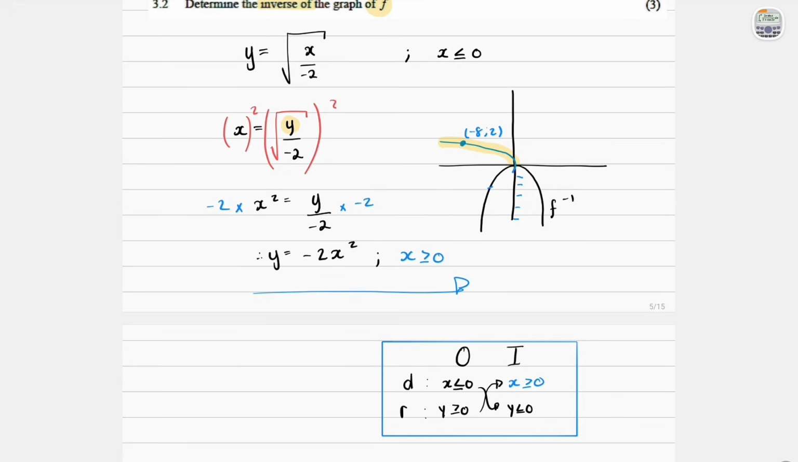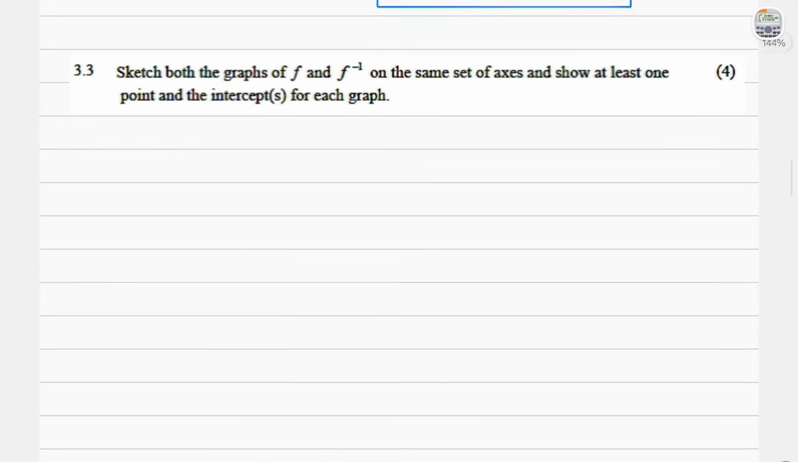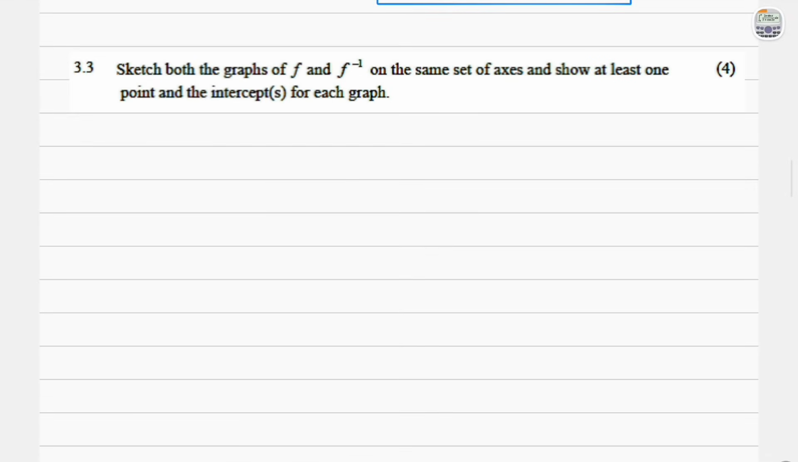Remember, this will be much faster for you to think about in your head than actually writing it out and explaining it. Okay, moving on to the next question. Question 3.3 says, sketch both the graphs of f and the inverse on the same set of axes and show at least one point and the intercepts for each graph.